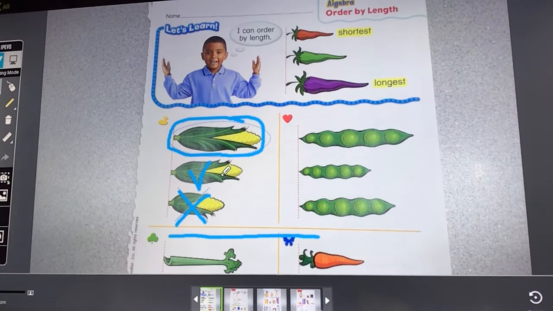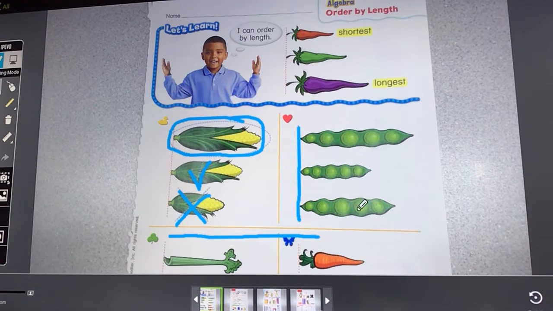We slide across to the red heart, we've got pea pods. Have you ever seen a pea pod with the peas still in it? You could even eat them like that. But here's our starting line. Now one of the pea pods is the longest, one is the shortest, and one is somewhere between. So let's take a look.